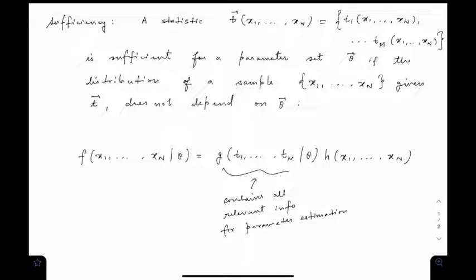So this means that for the estimation process, we can replace the sample by the sufficient statistic. In this way, we may reduce the amount of data considerably. The relevance of sufficiency is expressed in a different way, in the so-called sufficiency principle.